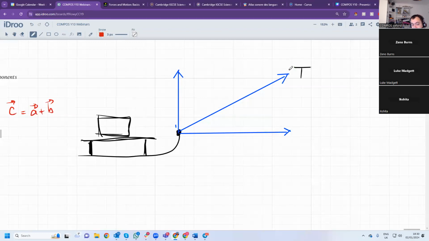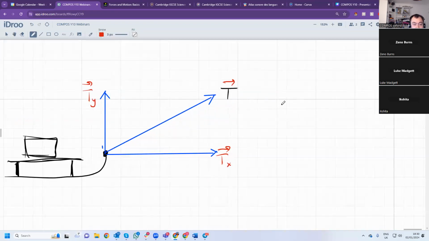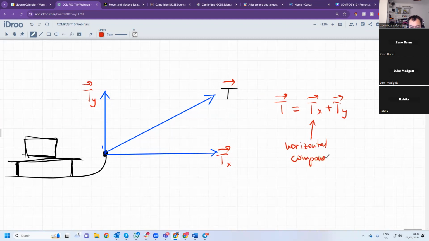So instead of one force at an angle, we can say it's equivalent to two forces. So we call this force Tx, the horizontal component. And we call this force Ty, the vertical component. And this is T. So here, T can be represented as a sum of Tx plus Ty. And we call this the horizontal component, and we call this the vertical component.